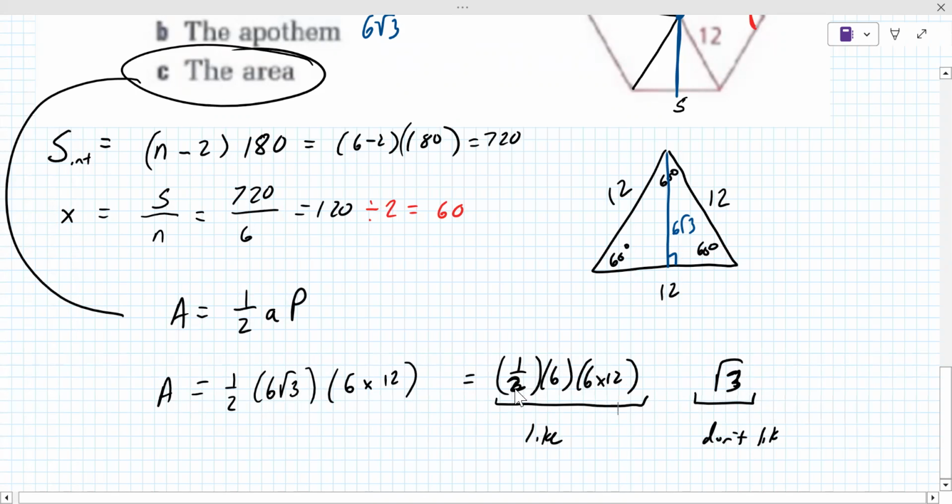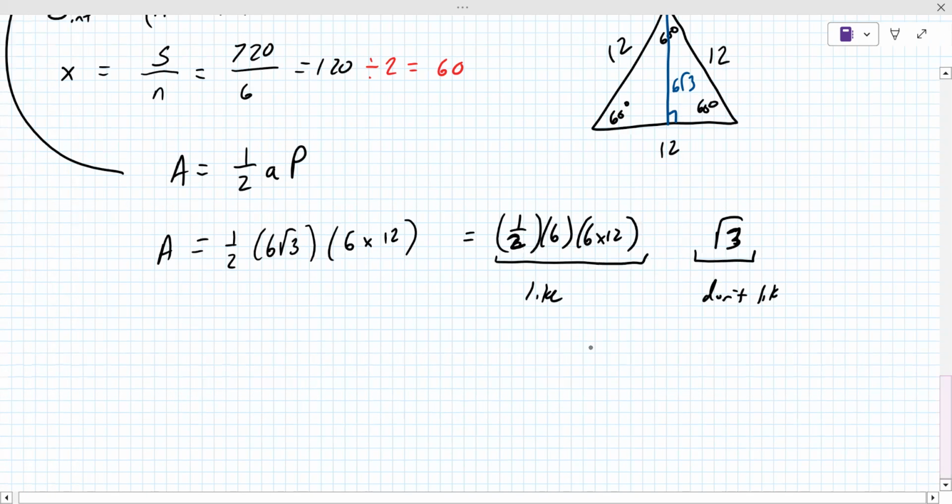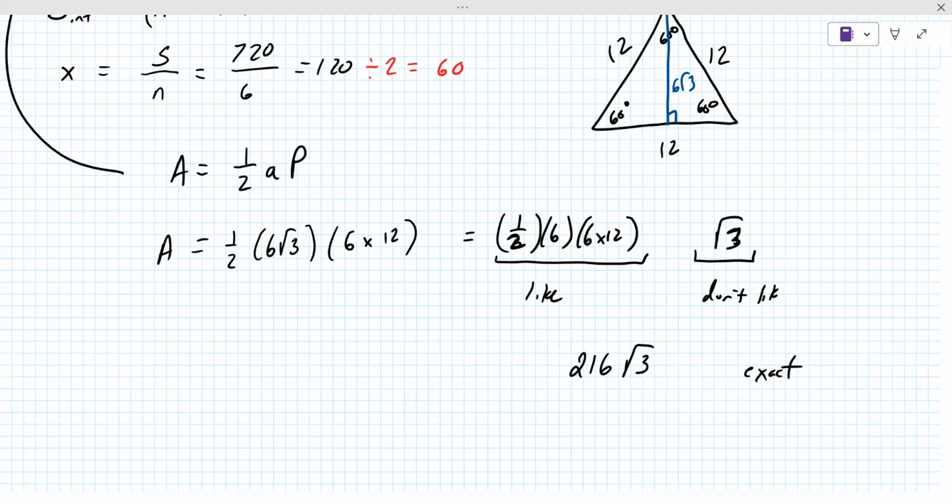You just take 1/2 of 6 is 3, 6 times 12 is 72, 3 times 72 is 216. So you could go to a calculator for that part, but this is your exact answer that the back of the book would have, for example. Okay, yeah, that makes sense.